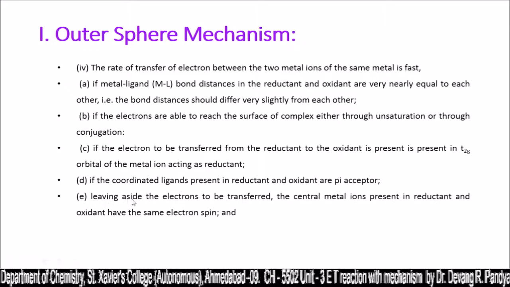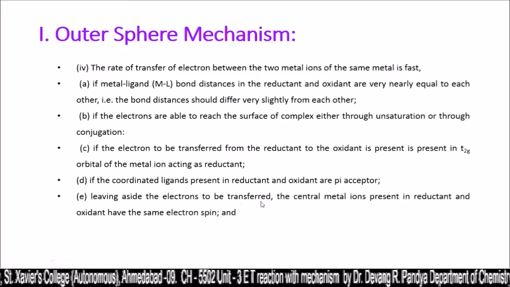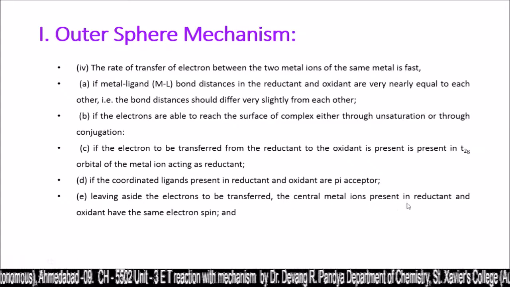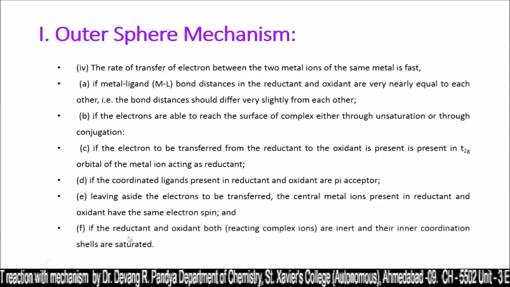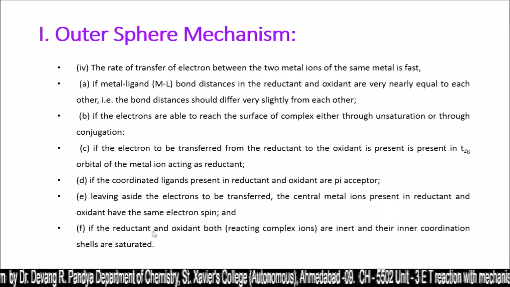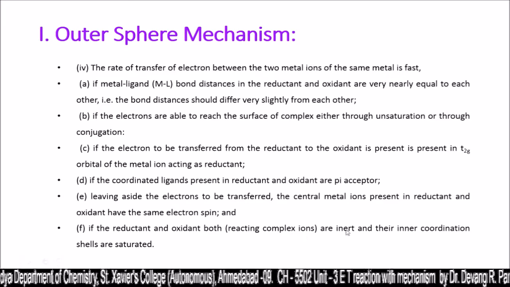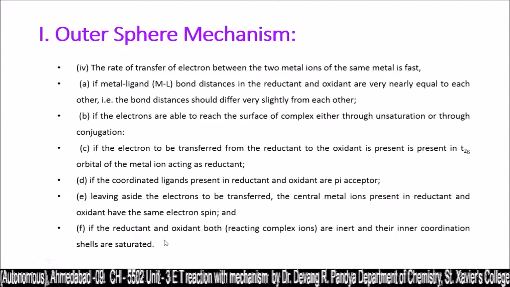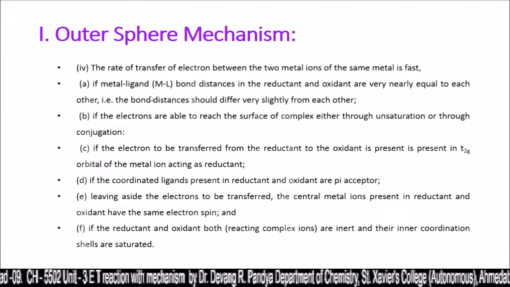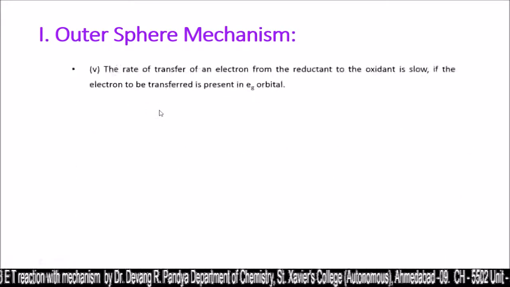Fifth one, leaving aside the electron to be transferred, the central metal ions present in reductant and oxidant have the same electron spin. And last one, the reductant and oxidant both are inert and their inner coordination shells are saturated. So these are the conditions for the outer sphere electron mechanism.